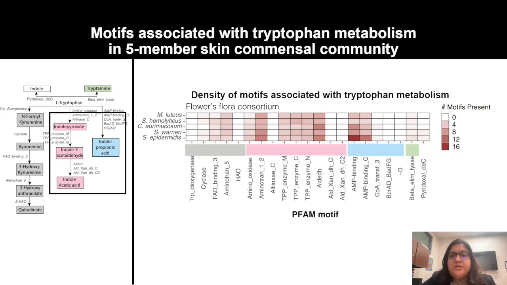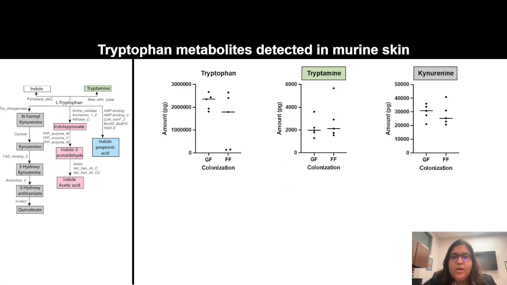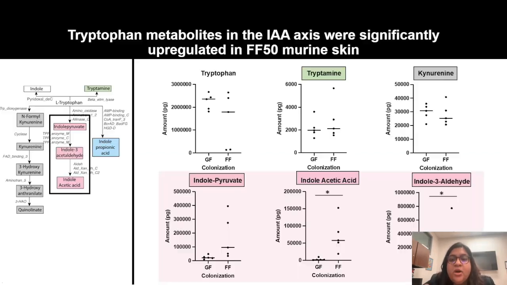So when we performed targeted mass spectrometry, we found that we could detect a wide variety of tryptophan metabolites in the murine skin. If we looked at germ-free versus FF50 colonized mice, we saw a wide variety of metabolites. But what was interesting was that those of the indole acetic acid axis, which included indole pyruvate, indole acetic acid, and indole-3-aldehyde, were significantly upregulated in the FF50 colonized mice.